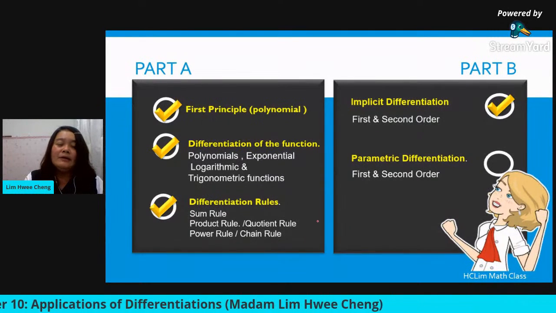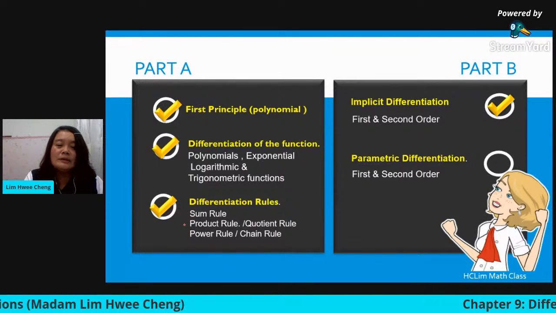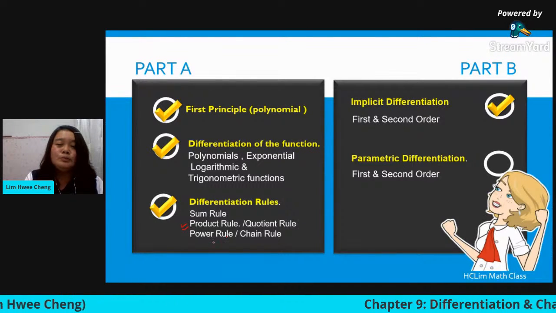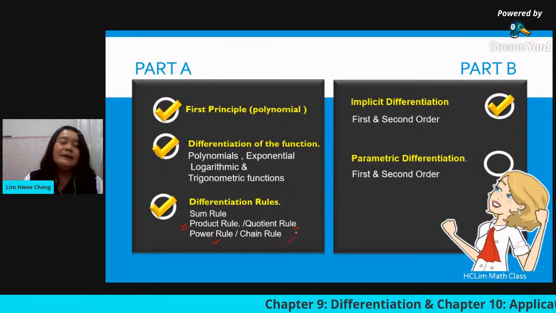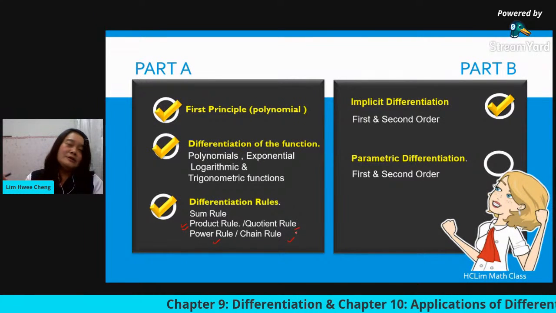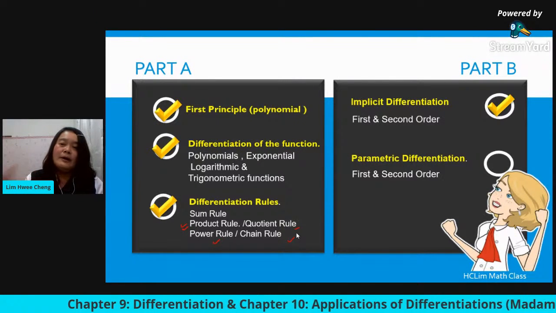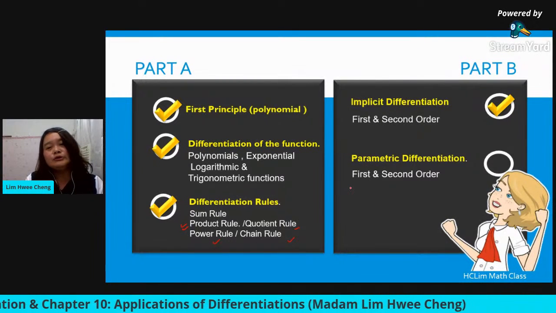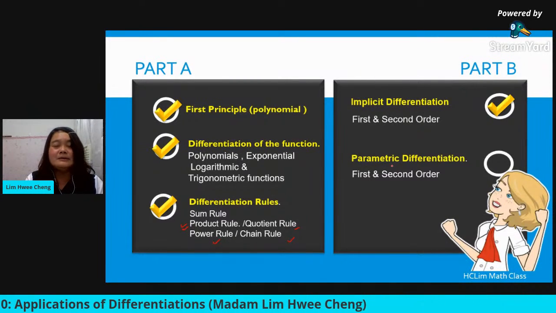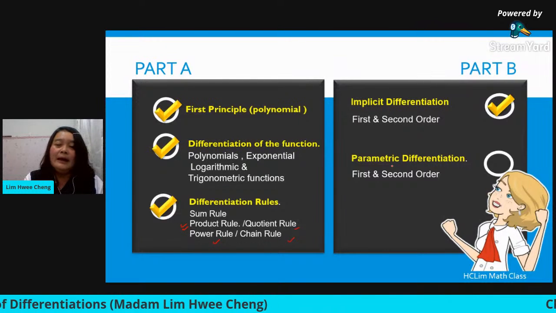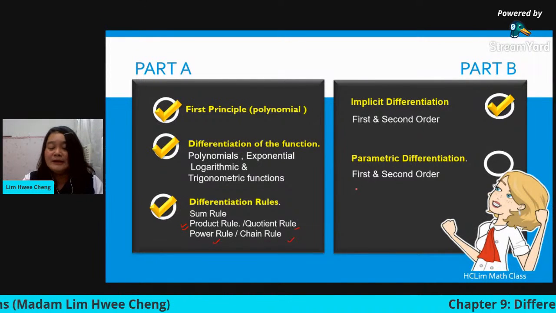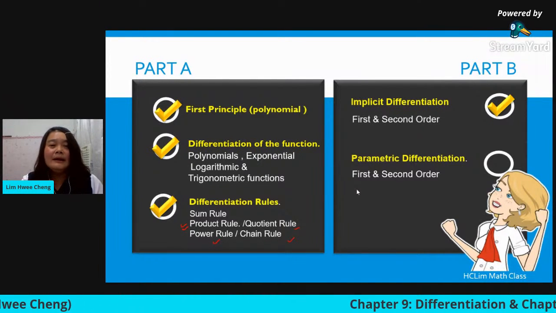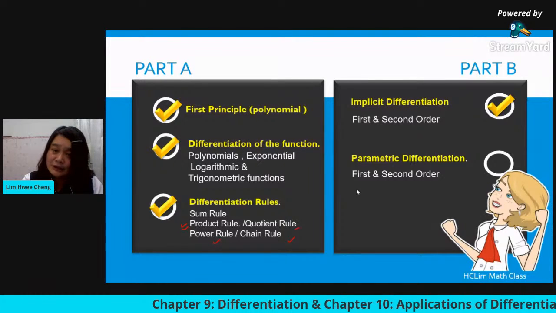Of course, the other one is about this one. The rules are the product rule, power rule, quotient rule, and chain rule. You will notice that the questions always relate to these 4 important rules. And finally, we're going to go through implicit differentiation. I think this is a new topic for you, and parametric differentiation as well. So these are the 5 popular questions in the chapter on differentiations.